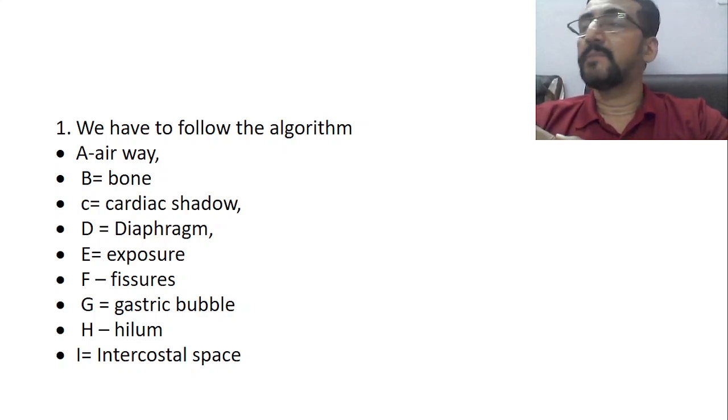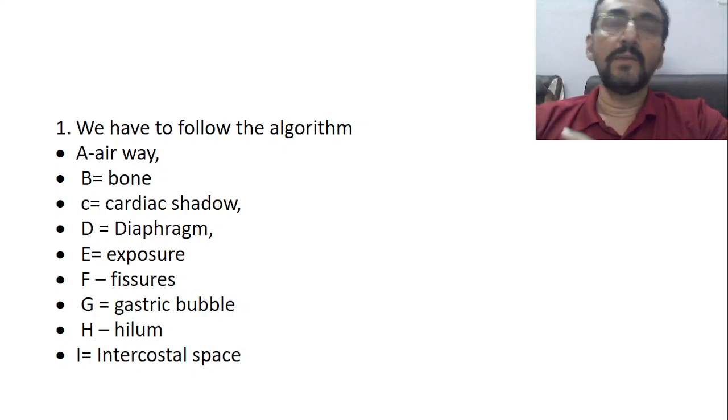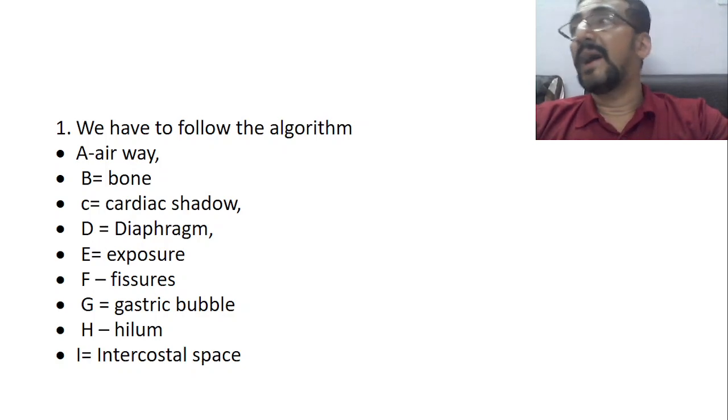Whenever air is present, it gives a black shadow, whereas soft tissues, hard tissues like bone, or these enlarged lymph nodes give a whitish color. The fibrotic bands also give a mixed whitish and black color. So now the hilum has to be seen.